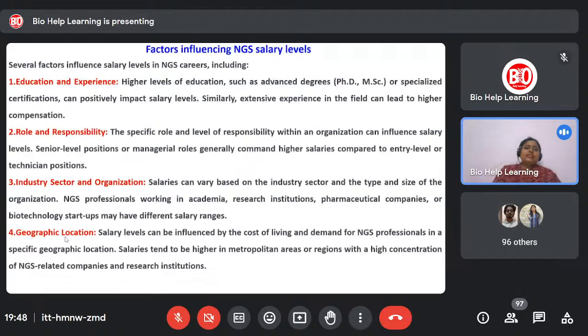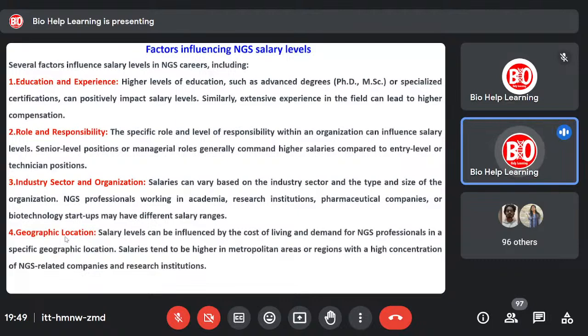Factors influencing NGS data salary and levels. Actually, education and experience, both things are different. If you have experience but you don't have education, this is the main reason. Suppose education doesn't mean you have to take degrees also. If you have certification, then you can go to the position of research scientist or project manager.